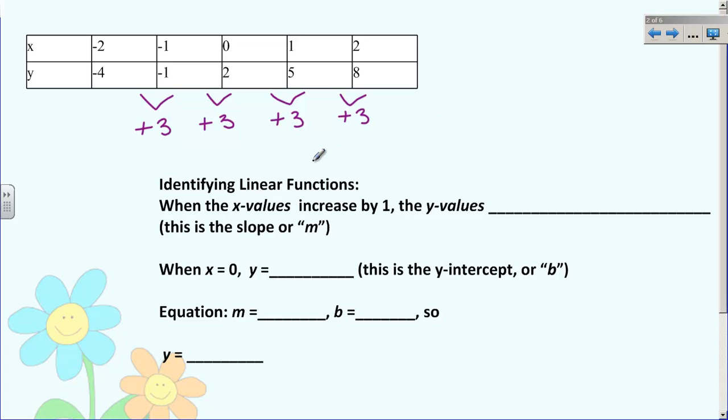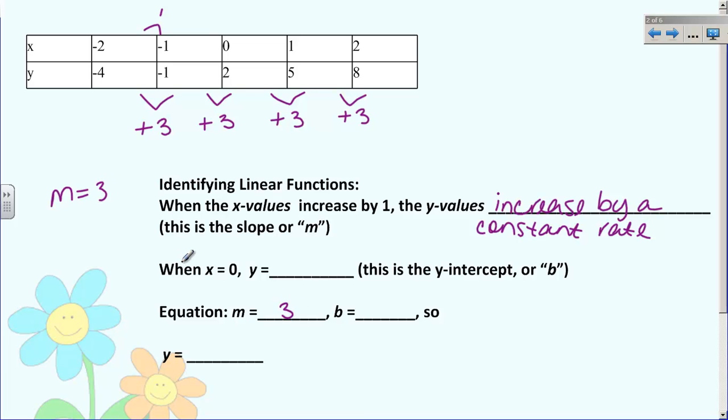So to identify a linear function, whenever the x values increase by 1, the y values increase or decrease by a constant rate. And in this case, that constant rate is 3, and so this becomes our slope, or our m. So the slope of this function is 3 over 1, or 3. So m is 3 for this function.